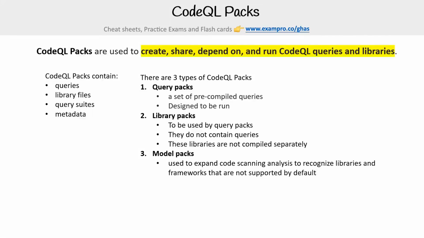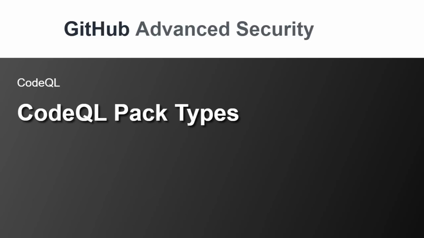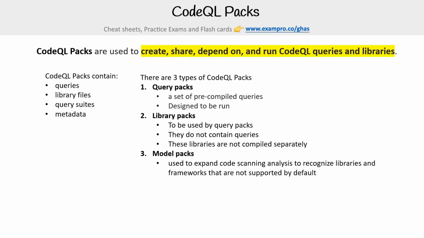There are also CodeQL packs. Now, CodeQL packs consist of not just CodeQL queries, but libraries, which you can use the pack to share, create, and use as a dependency as well, and in your metadata, if you'd like to include that in there as well. A CodeQL pack contains queries, library files, query suites, and metadata. But there are three kinds of CodeQL packs. For example, you have query pack, library pack, and the model pack.